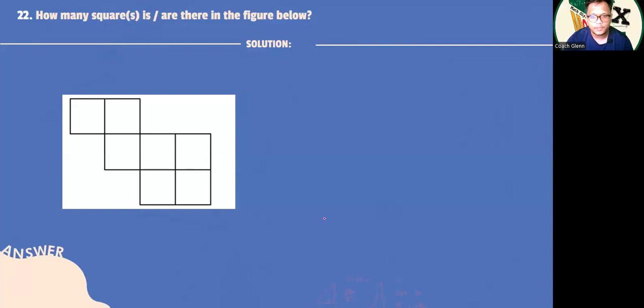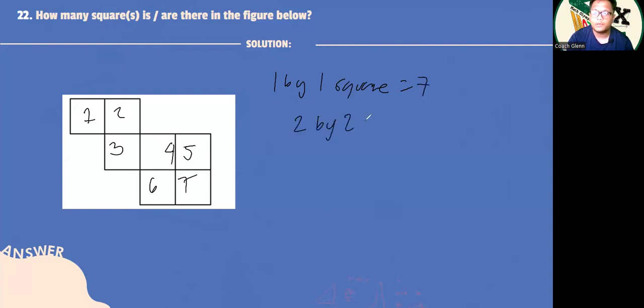How many squares are in the figure below? So first, let's count the 1 by 1 squares. So we have here 1, 2, 3, 4, 5, 6, and 7. So that's equal to 7 squares. The next possible square we can observe is a 2 by 2 square. So I think there's only one. So this one only. Wait, let me use a different color, red. So this is the only 2 by 2 square we can observe in the figure. So that's only equal to 1.